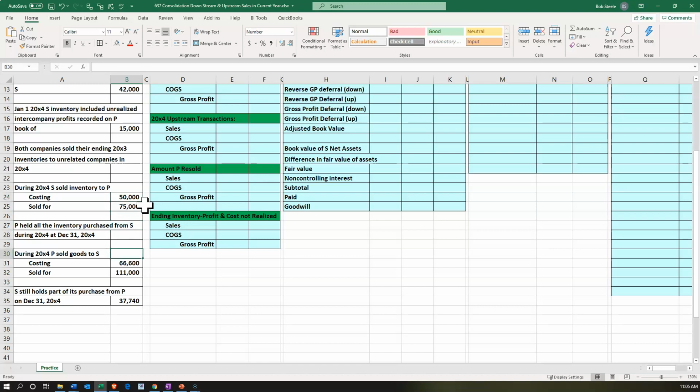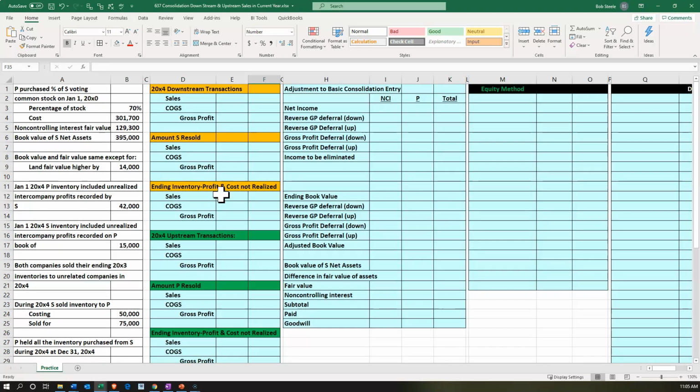And then during 2000 X4, P sold goods to S, so it could go the other way around too, right? So now the parent company, P, also sold inventory or goods to S. They sold it for 111, and the cost was 66.6. Does S still have that inventory, or did they resell it? S still holds part of its purchase from P on December 31st. They still hold 37,740 of the amount that was sold to them. So they have resold part of it, but not all of it.